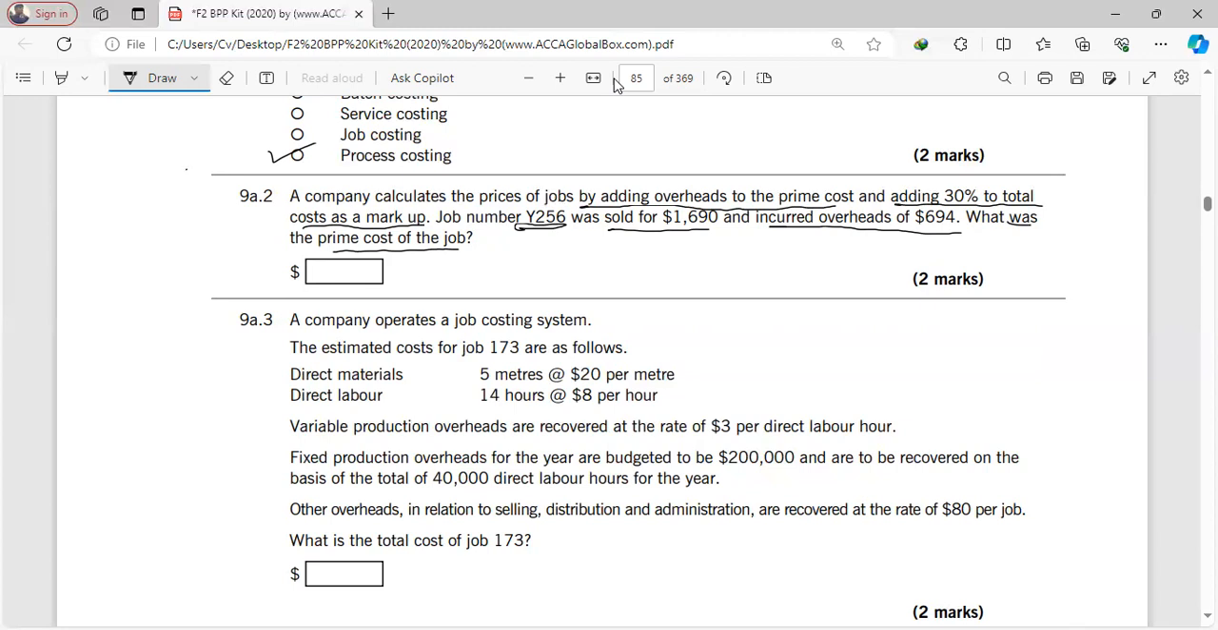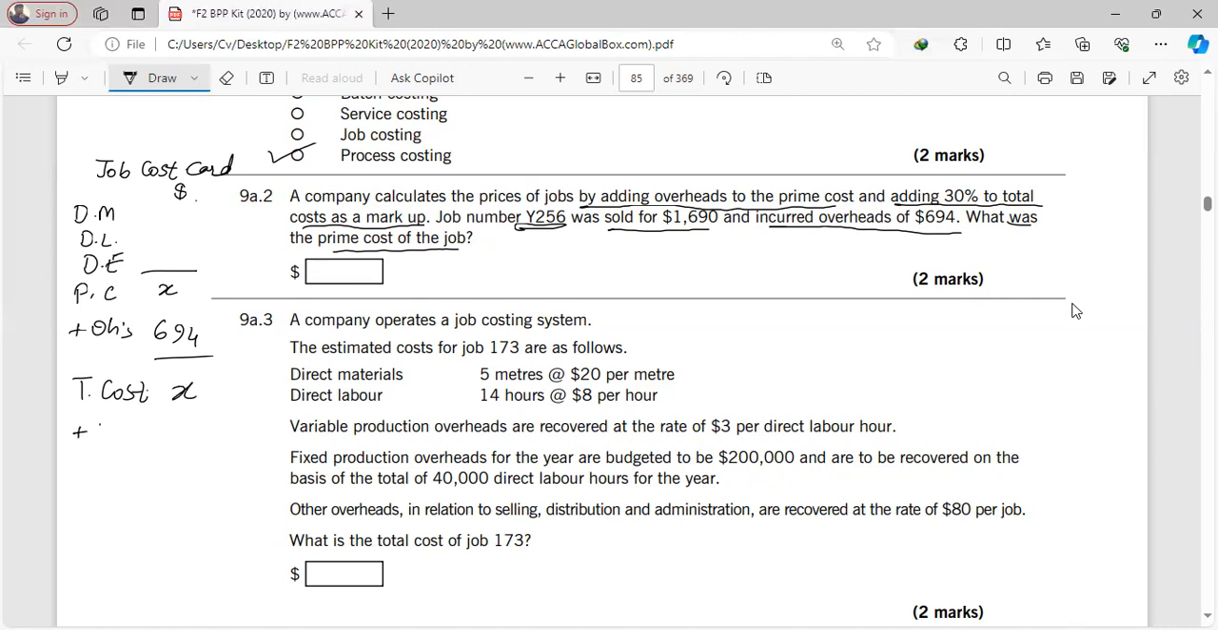Whenever you are starting a job cost card, you start from direct material, then direct labor, then direct expense. The sum of these costs is called prime cost. And prime cost is X here. Prime cost is not provided; we need to determine it. Now what else? Add overheads. Overheads are 694. The sum is total cost. We don't know the total cost. To calculate this total cost, we added profit of 30%.